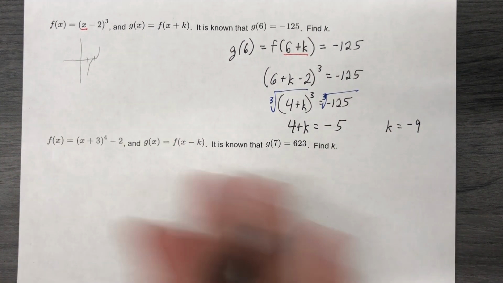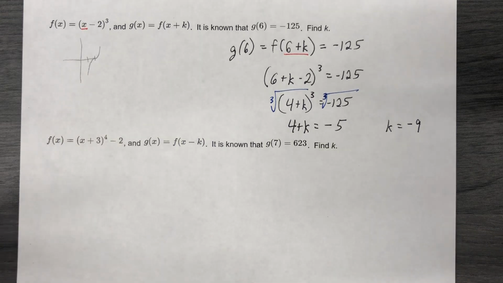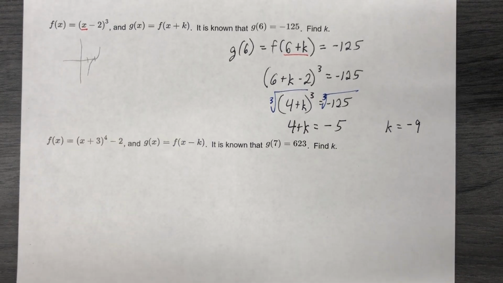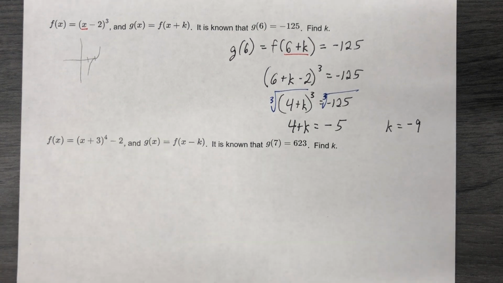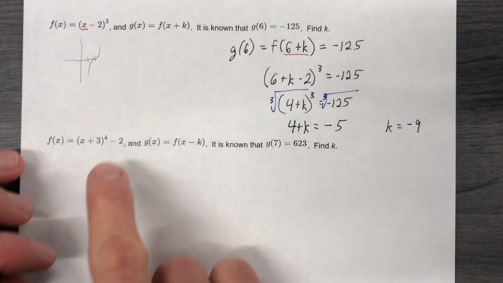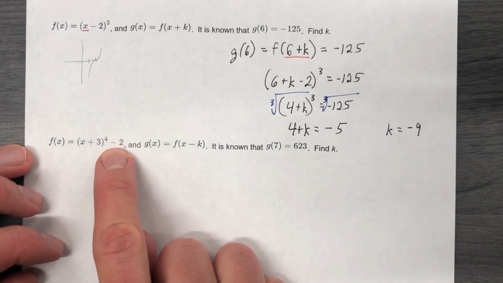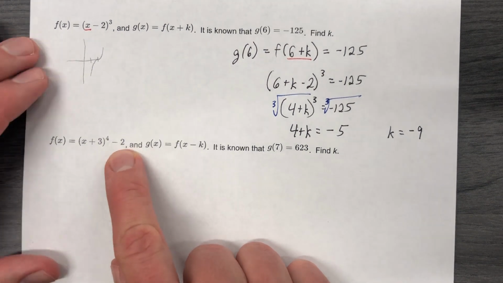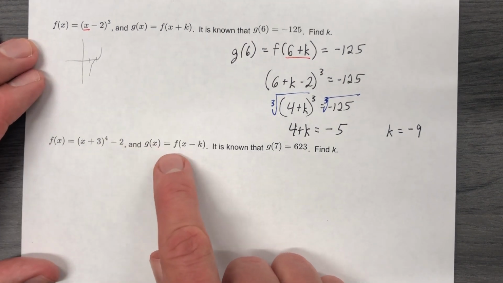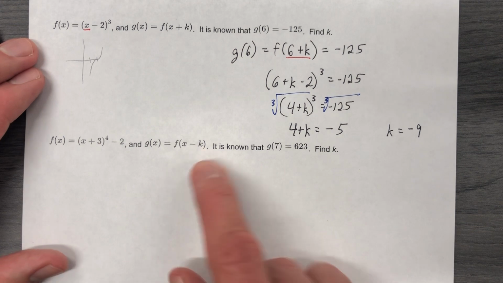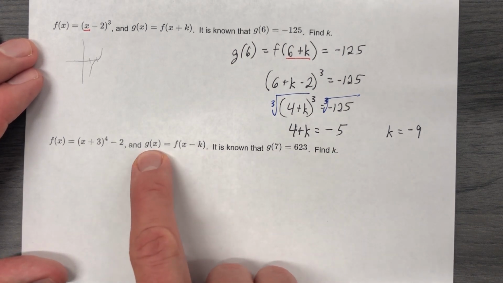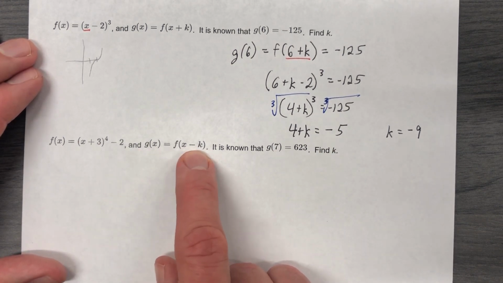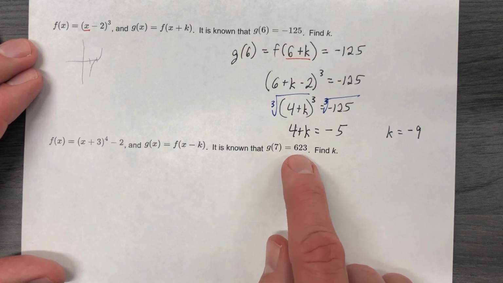If you want to put it in the context of shifting things, you can. I think we've done all the algebra we need to do. Let's do another one that's kind of similar, and you'll see where this is going. Hopefully you've already seen where this is going. You can do this one. It's just a little bit more complicated because it has a little minus 2 dangling around at the end. So f of x equals this, and g is equal to f of x minus k. Still want to know k.